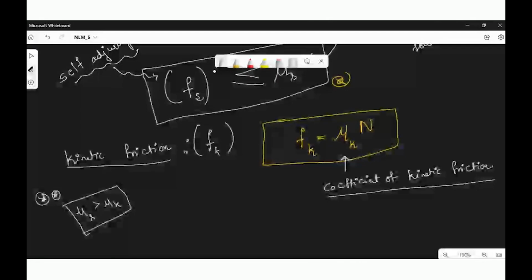And here also you can say all these general laws: Fk is proportional to N, and it is independent of the area that is in contact.